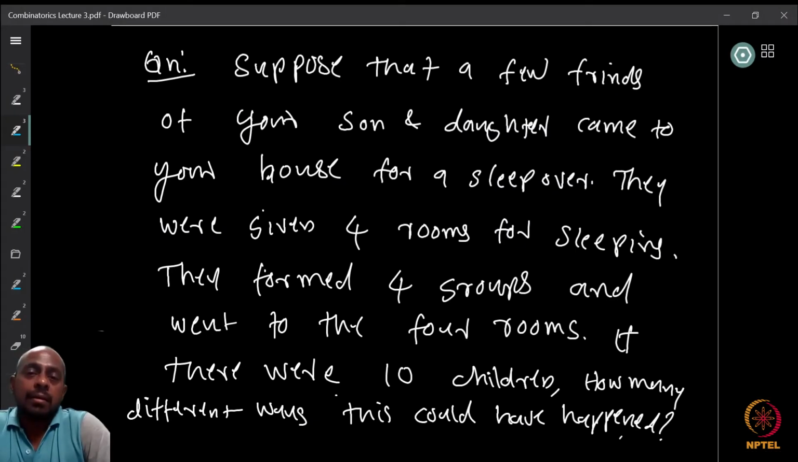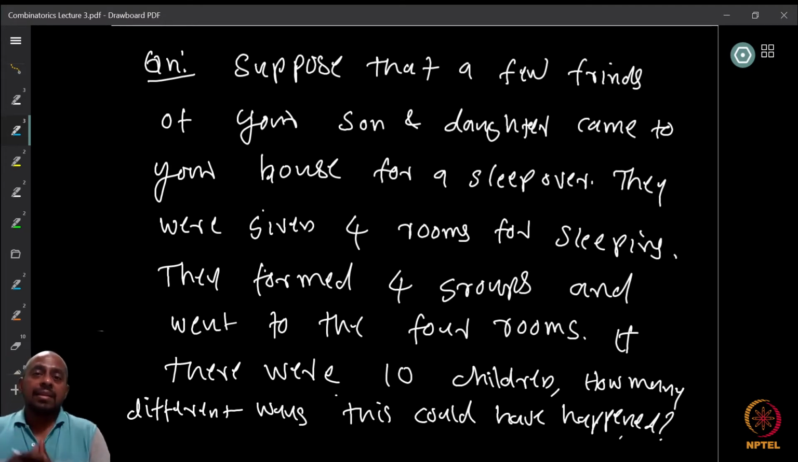Here is another interesting question that we want to look at. Suppose you have some kids, maybe a son and a daughter, and then you invite their friends to come for a sleepover. So they come and stay for a night. Their friends arrive, and then there are a total of 10 kids, including their friends. The children and their friends together. There are 10 of them.